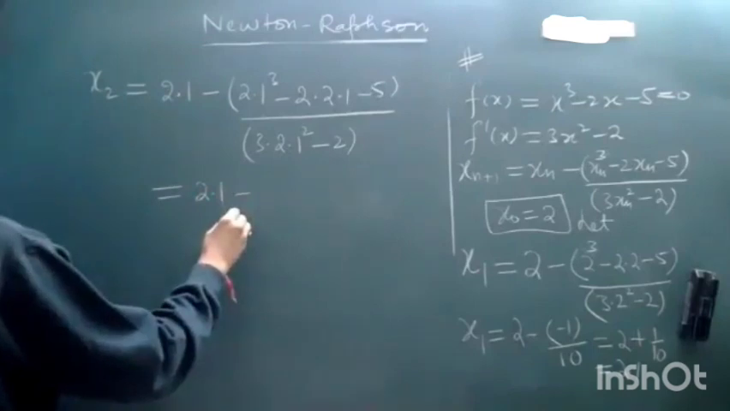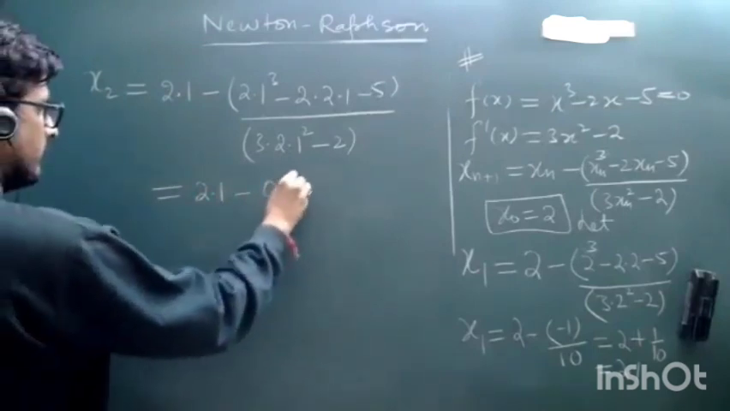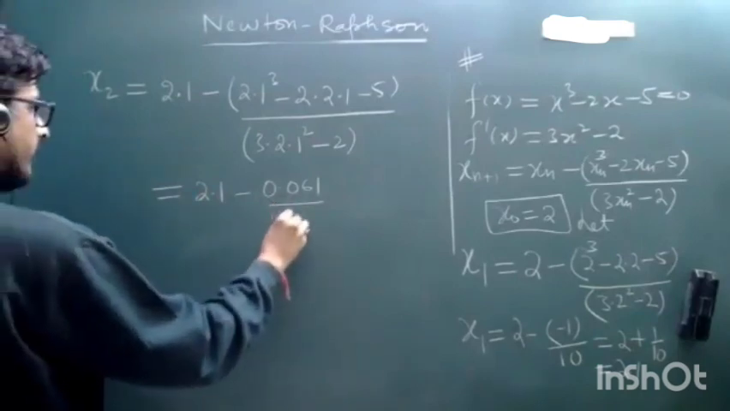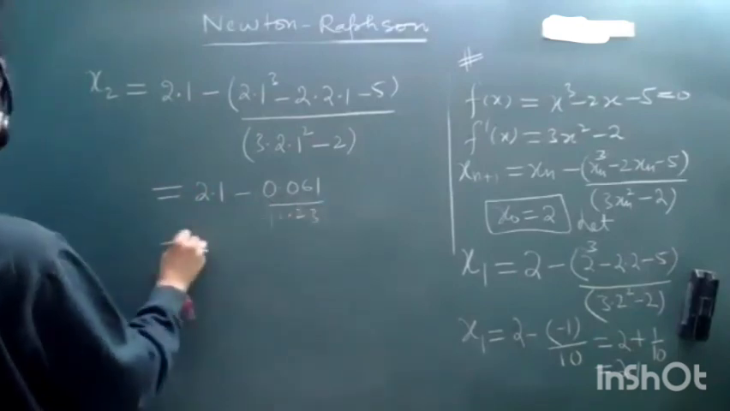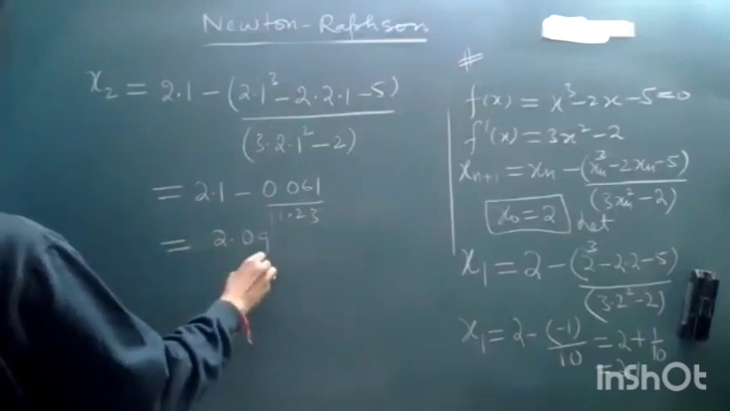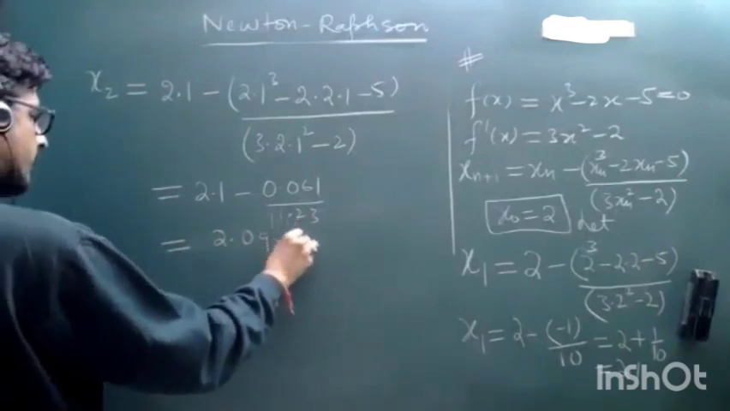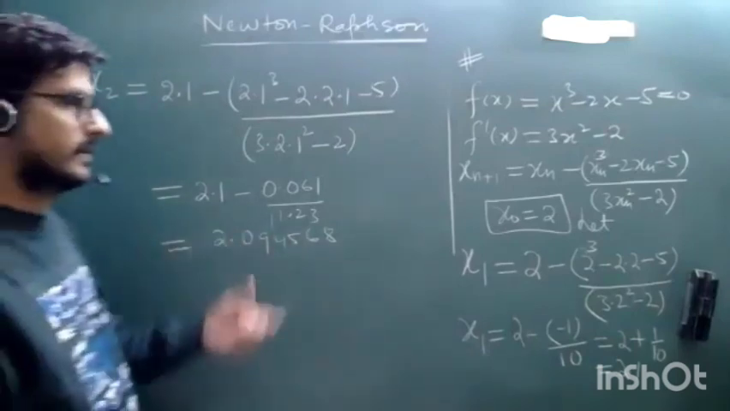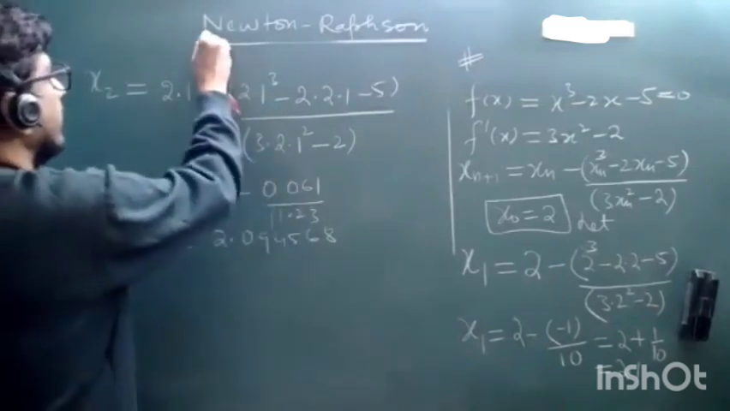2.1 - 0.061 over 11.23, which is equal to 2.094568. This will be the value of x2. So is this clear how this Newton-Raphson is working?